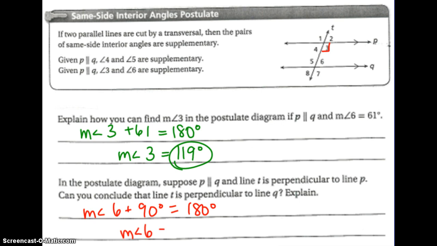So if the measure of angle 6 is 90 degrees, that means that line T is perpendicular to line Q. Oops, it got a little messy there. Line Q.